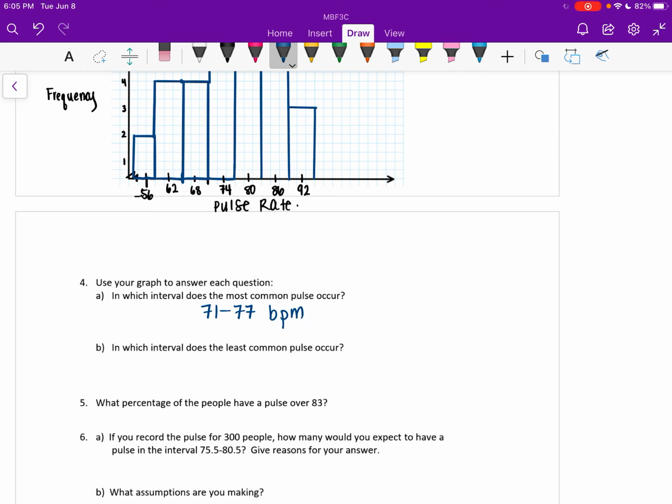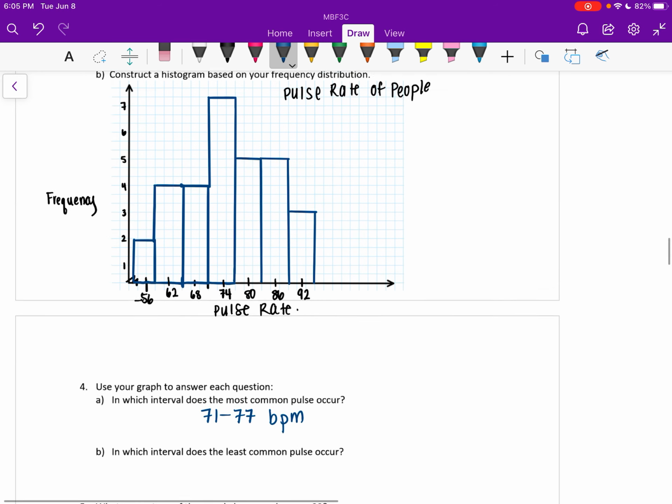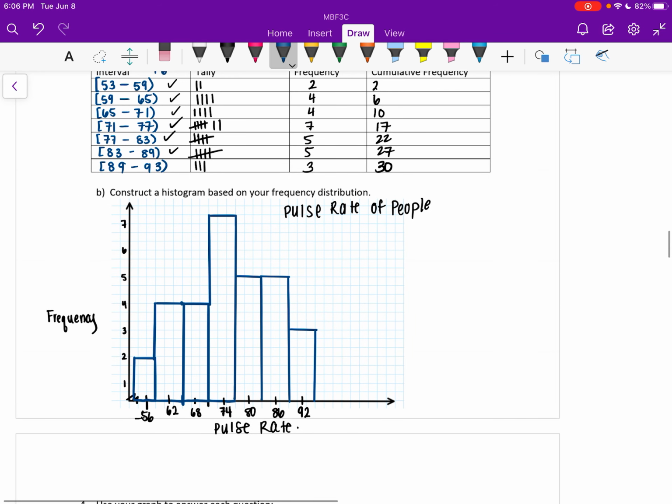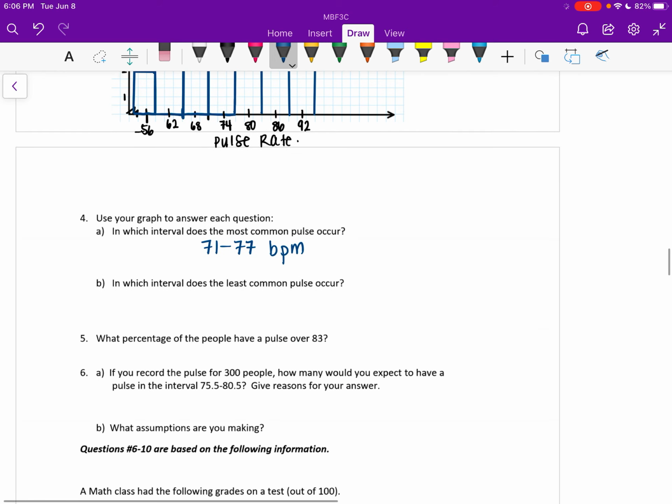At which interval does the least common pulse occur? So let's go look and be like, what's our lowest number here? What's the lowest bar? It's at the 56 mark, right? So we know that the interval is 53 to 59 is our lowest pulse. Right, and now it's asking how much people have a pulse over 83.